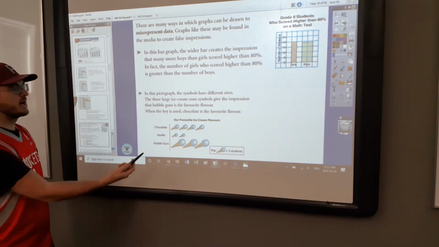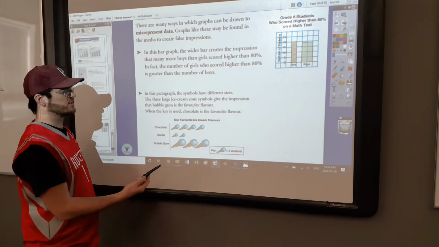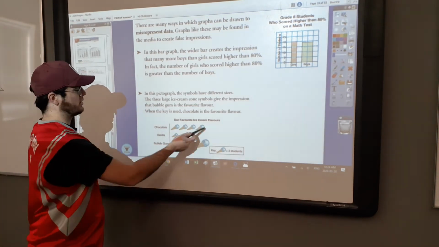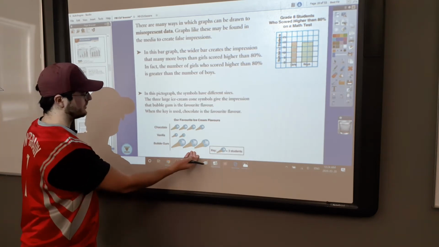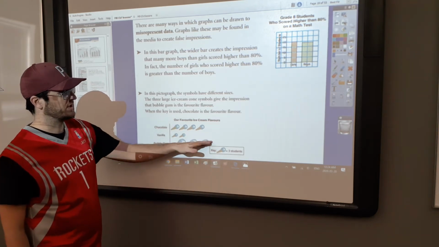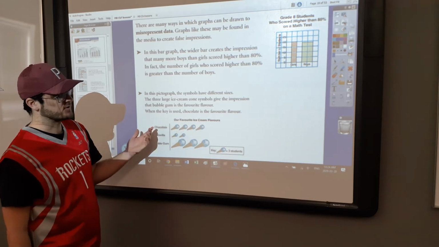Okay, pictographs, again, not used very often, but these are ones that are actually really hard to make equal because they're drawing a picture of an ice cream cone, so you have to be really exact. But somebody clearly likes bubblegum because they want you to believe that bubblegum is the more popular one, when clearly chocolate is the favorite, right?